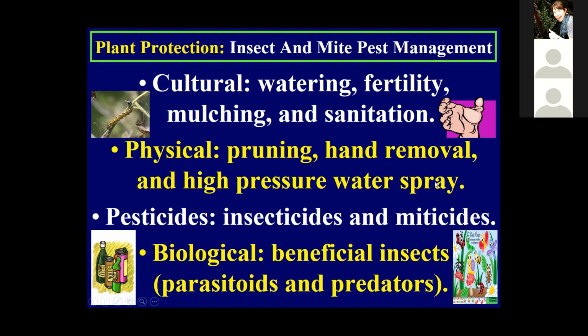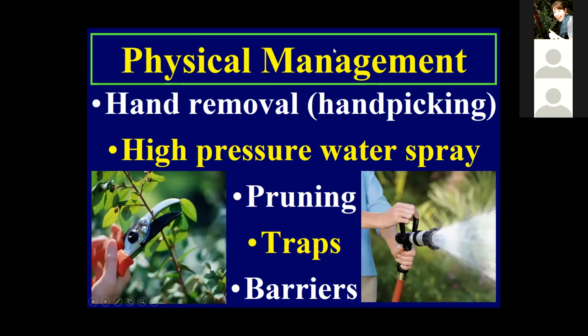I sort of mentioned that with lace bugs, and we'll get more into detail as we proceed through the presentation. I'm not going to spend too much time on insecticides and miticides, just a couple of slides. You can ask me some questions if you like. And biological. Biological is utilizing the beneficial insects, including parasitoids and predators, that are providing a free regulatory process. Okay, and what I'll talk about is the ecological impact of using pesticides on beneficial insects. Okay, so physical management includes hand removal, hand picking, high pressure water spray, pruning, traps, and barriers.